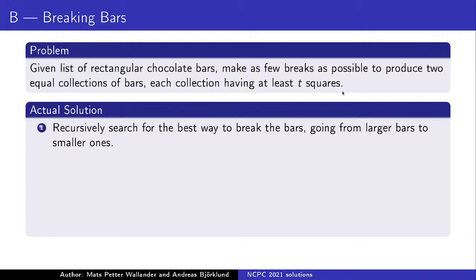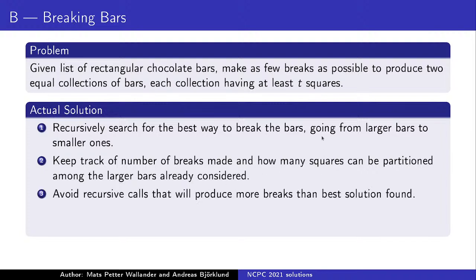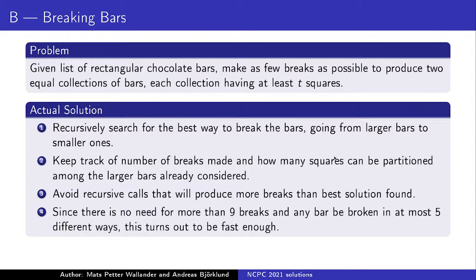We recursively search for the best way to break the bars, going from larger bars to smaller ones. And we keep track of how many breaks we have already made and how many squares we still need to partition. And then we avoid doing recursive calls that will produce more breaks than the best solution we have found so far. And we use this property that we never need more than 9 breaks.